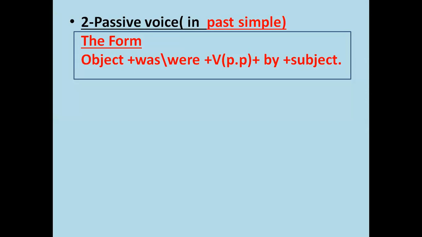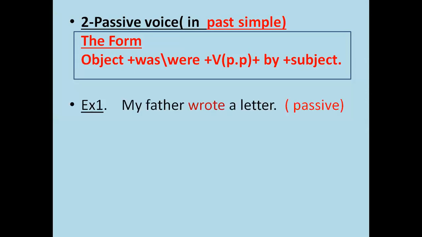Look at this example. My father wrote a letter. Change into passive. This sentence is in past simple. The subject is my father. The main verb is wrote, the past form of the main verb write. The object is a letter.